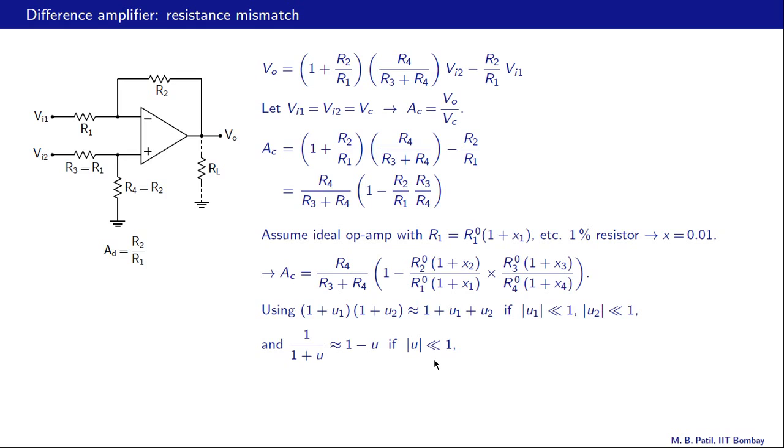So when we go through all of this algebra, we end up with the following relationship. AC equal to R4 by R3 plus R4, this factor, which is the same as this factor here, times x1 minus x2 minus x3 plus x4. So this entire bracket reduces to x1 minus x2 minus x3 plus x4. And it is easy to see why we don't have R20 and R10 etc. here, because R20 by R10 is exactly the same as R40 by R30. So all these just cancel out.